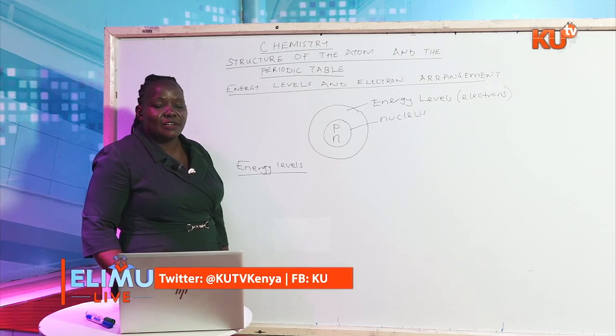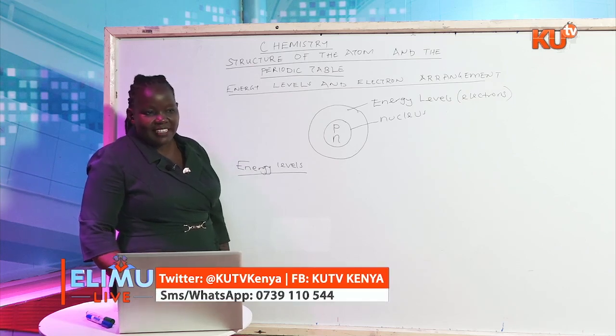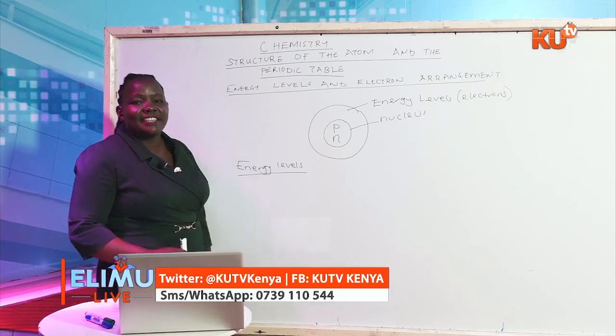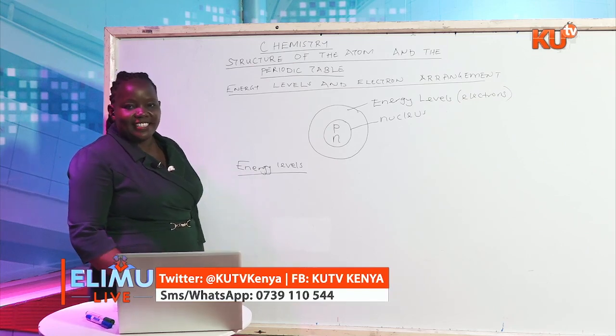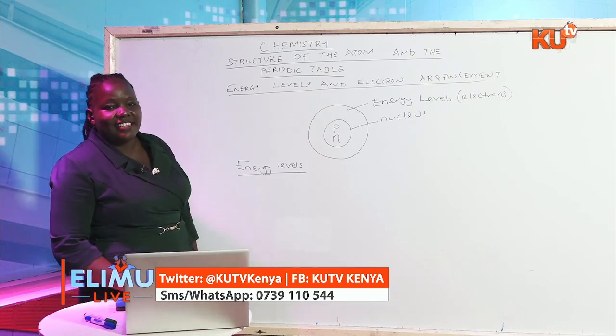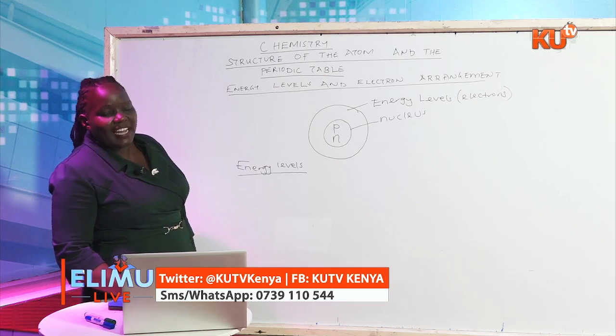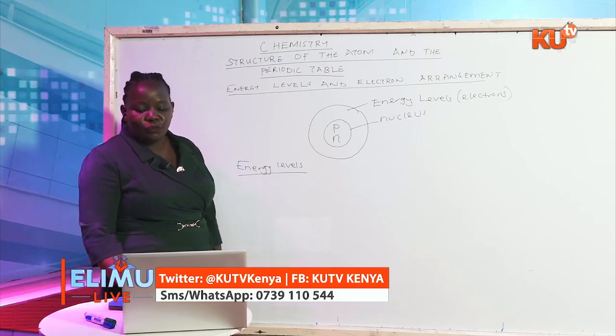Then we have the second energy level. The second energy level carries a maximum of 8 electrons.